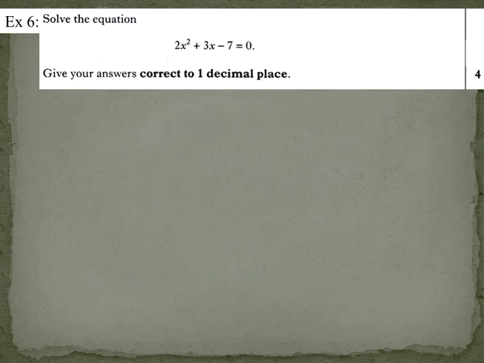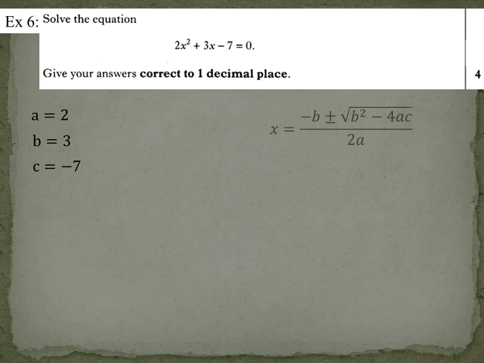Example 6, again, this is taken from the past paper, credit level, I suspect. Since it says give your answers correct to 1 decimal place, that is your warning that it won't be factorizable. So you need to use the quadratic formula, use a, b, c. a is 2, b is 3, c is minus 7. Must be in standard form to use it.